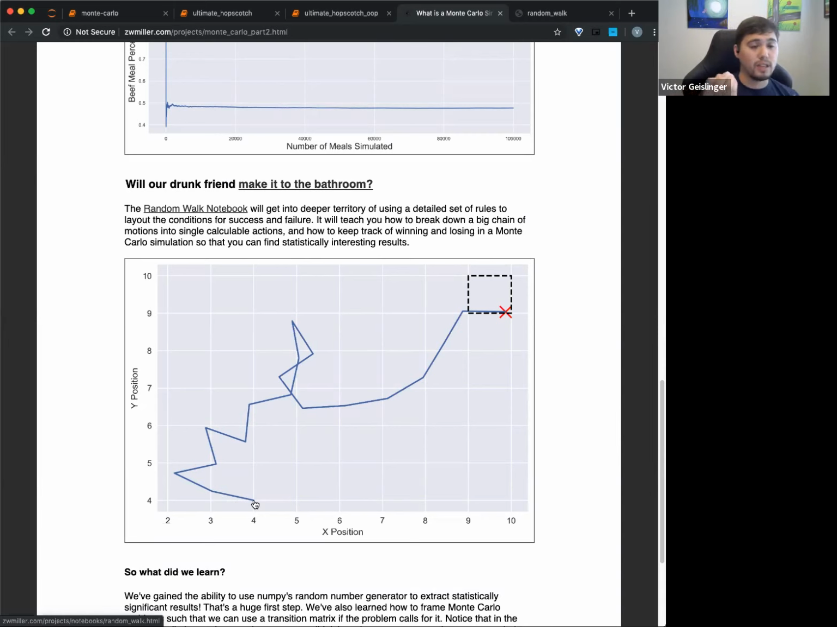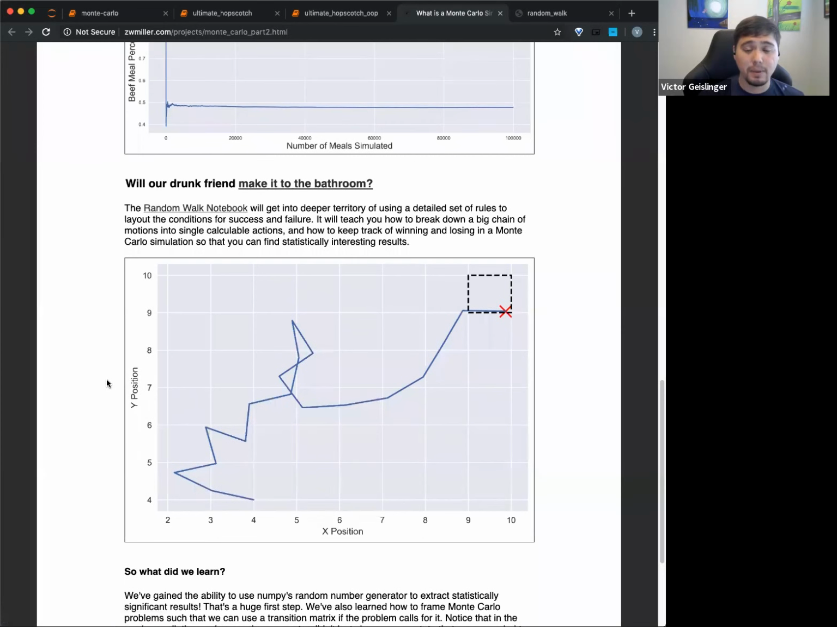You can imagine a drunk person walking around, starting from this point right here, and see, can they actually get to this bathroom within a certain number of steps? And it's not super clear exactly what the answer is. You probably could mathematically reason this out over a long period of time, but hey, we've got computers, let's just simulate it.